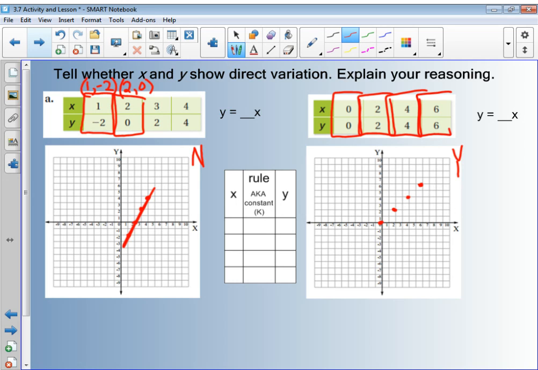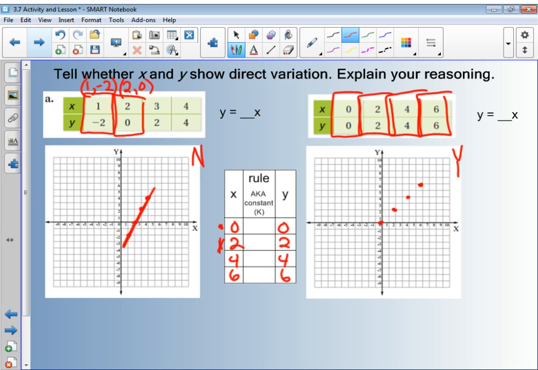We're going to plug these in. So our x is 0, our y is 0. 2, 2, 4, 4, and 6, 6. If I were to say, what was I doing to the first number to get the second number? Well, I can't really test it on 0 because anything times 0 is going to give me 0. So I'm going to have to work with this first one here.